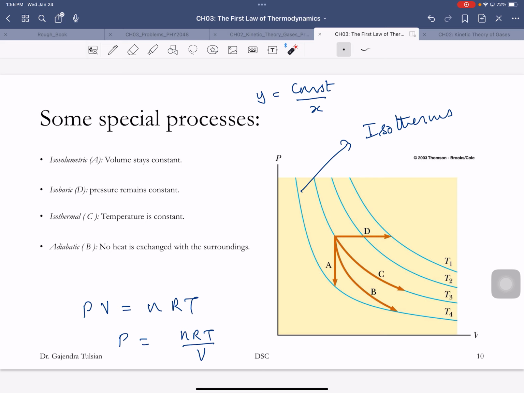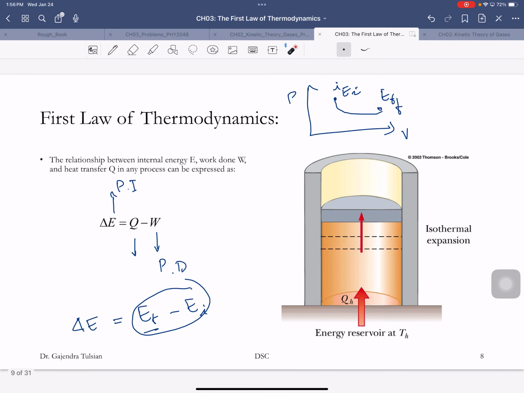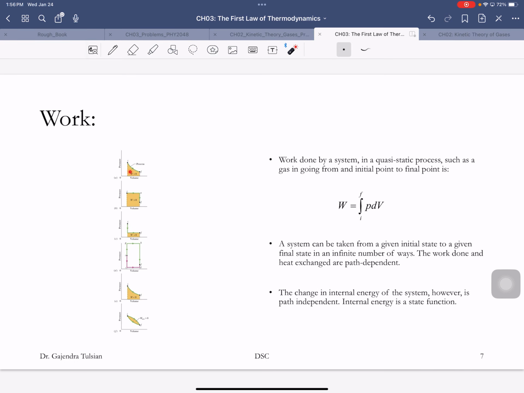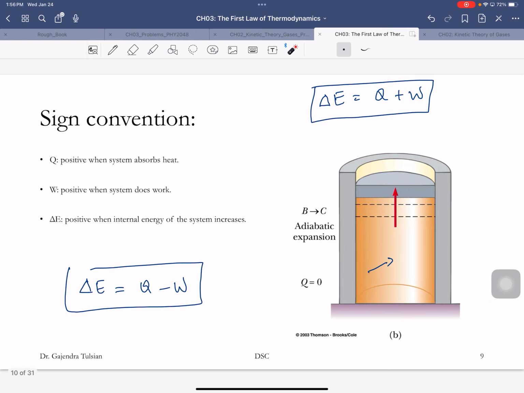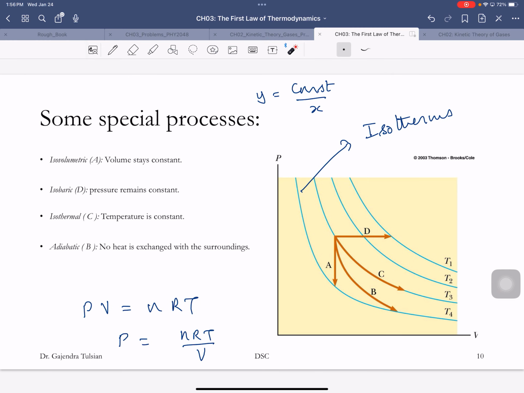What was the work done? The work done was the area under the curve. So on a vertical line, there's no area, so no work is done. Okay. Did you guys understand that?